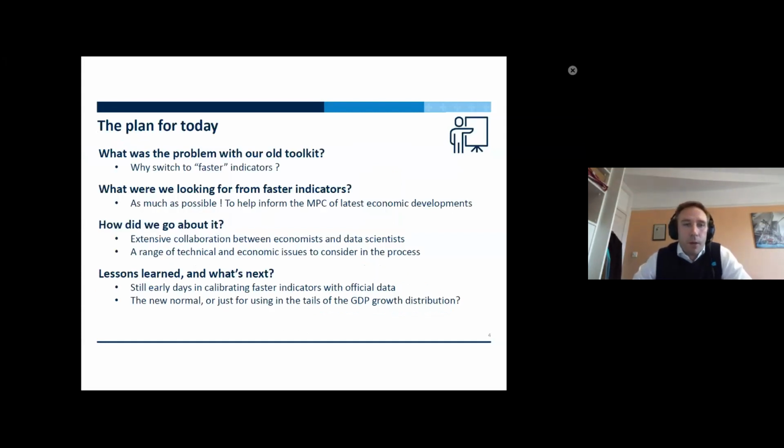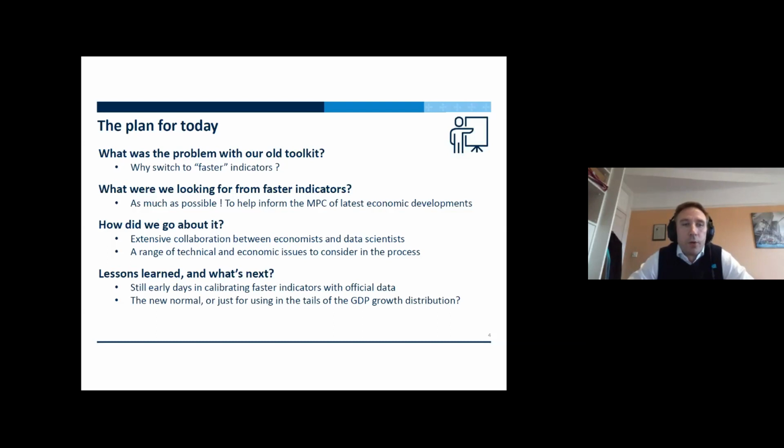Well, four main things. Although we have a lot more material on the third section here than on the other ones. So firstly, what was the problem with the old toolkit? Why bother looking at faster indicators? Well, the title of this webinar is Necessity is the Mother of Invention. So that tells you that we basically had to, but I'll cover why in a minute.